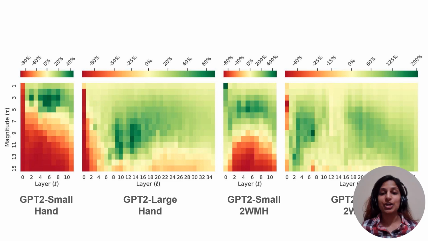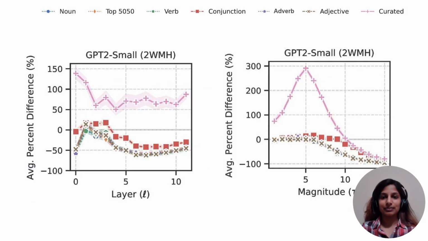On this slide, we share a brief overview of all of our curated memory injection experiments for both GPT-2 small and large across both the handwritten and 2WikiMultiHop datasets. What you're seeing in each of these heat maps is that there are areas that are very green, indicating ideal locations for injections, and red, non-ideal locations for injections.